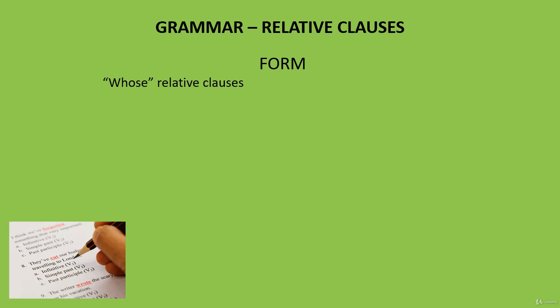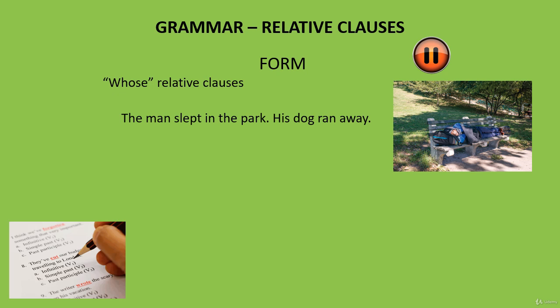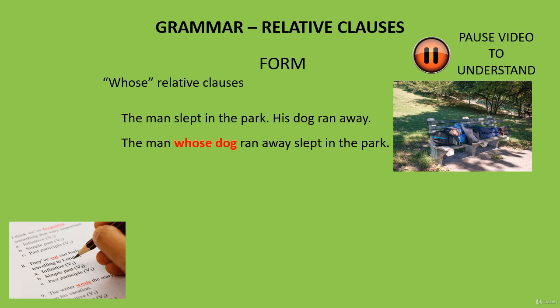Here are some more examples. How can we make a relative clause with whose from these two sentences? The man slept in the park, his dog ran away. Have a think. The man whose dog ran away slept in the park. How did we make that?